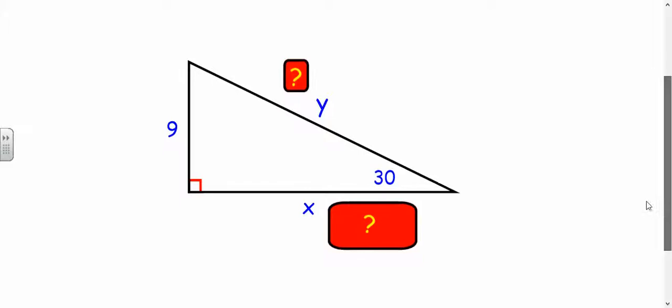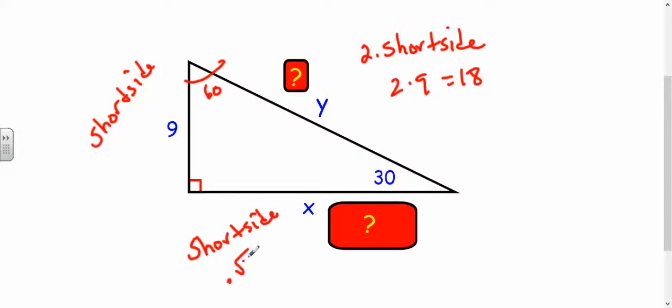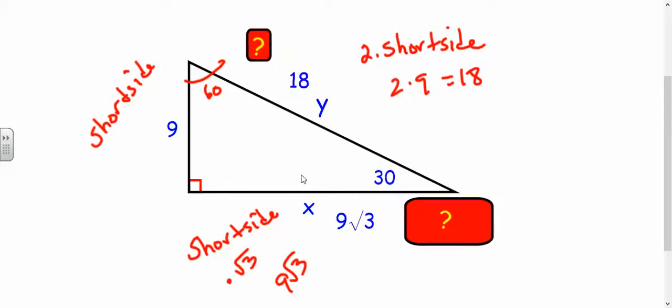All right? So you just have to figure out which side you have and then work backwards from there. Let's do one more of these. Again, the side opposite the 30 is the short side. So this is our short side. The hypotenuse is 2 times the short side. So if our short side is 9, it's 2 times 9, or 18. And then this is our 60. So this has to be the short side times the square root of 3, or 9 square root of 3. So let's check those. There we go, and there we go. All right?